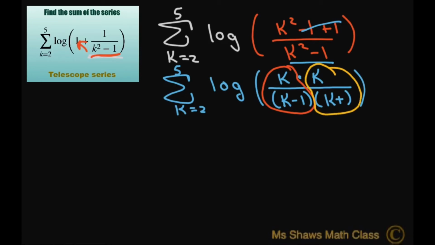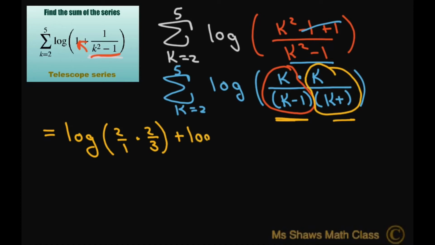So what I mean is when I start with k equals 2, we're going to have log, and for this first part we're going to get 2 divided by 1, and then times the second part, this is going to be 2 divided by 3. The next step would be plus log. Now we do k equals 3, so that's going to be 3 divided by 2 times 3 divided by 4.